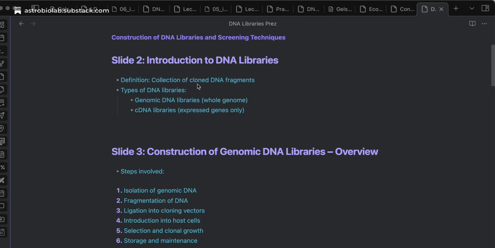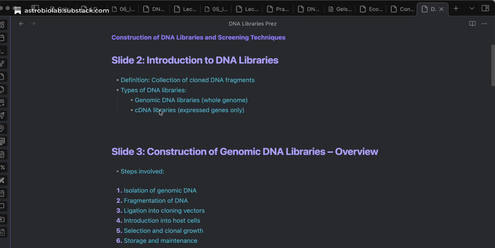You need to understand what your DNA library is, and it's a collection of cloned DNA fragments. So what that simply means is that just like a library where you go to look for a book, the book is your plasmids, and the pages are the DNA fragments in there. I think that's a good way to look at it. So each plasmid represents a book. Let's put it that way.